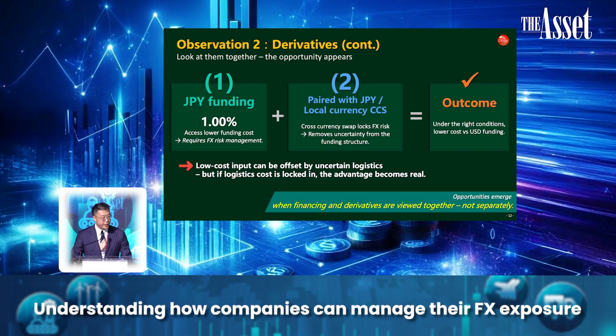And here is a concrete example of what that looks like in practice. Say you borrow in yen, where rates are around 1%. It's very low. But now you are carrying yen currency risk. So you pair that with a cross-currency swap. The exchange rate gets locked in. The uncertainty goes away. The result? Under the right conditions, your all-in cost ends up lower than borrowing in dollars directly. This is a real example of how funding and derivatives can work together to create value.